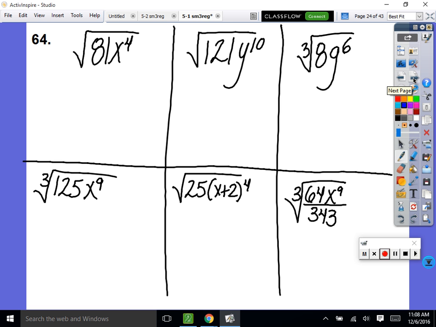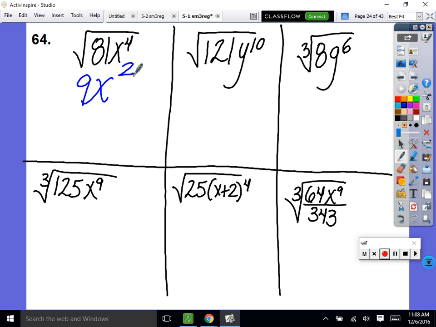Okay, here's where we're going to look at. 64. Let's all plow through this, simplify it very quickly. Let's look at it in sections. Most of these come out even, so these ones are very quick to simplify. What's the square root of 81? If we're just simplifying, we don't need plus and minus. What's the square root of 81? 9. 4 divided by 2 is? So 9x squared. Is everybody comfortable with that?